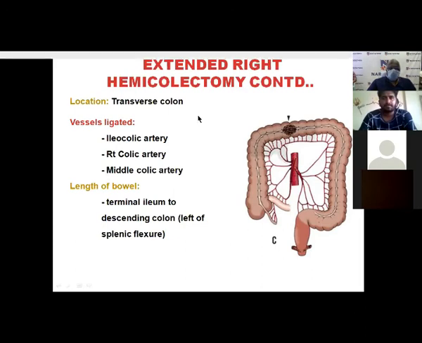Now again, I'll tell you. Ileocolic, right colic, middle colic, same vessels. But the extension should be a little beyond. Here the shadowing is a little less. This is to the right here, so that's why it's got confused. Somewhere here you got this.